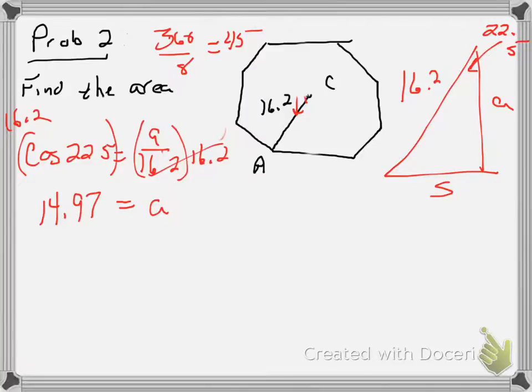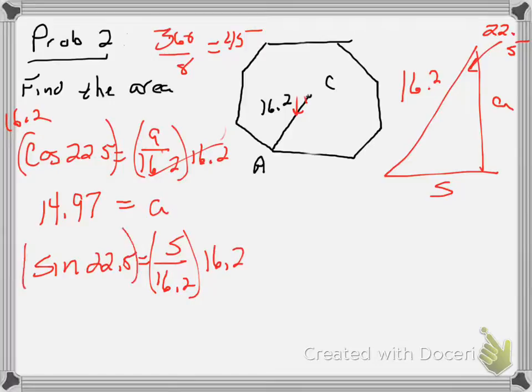Now we need the side. Well, what do we have here? We have opposite, we have hypotenuse. There we go with sine now. So the sine of 22.5 equals opposite, which is S, over hypotenuse, which is 16.2. Again, same process. Multiply both sides by 16.2, and I get half of the side, we'll talk about that in a second, equal to about 6.1995.